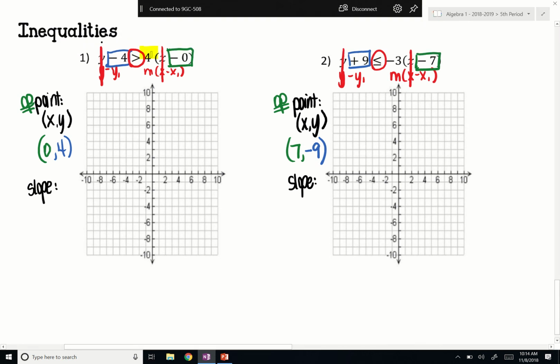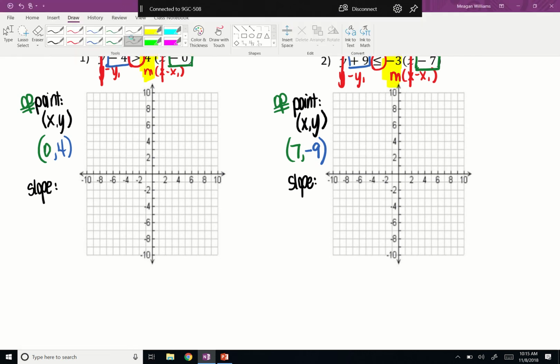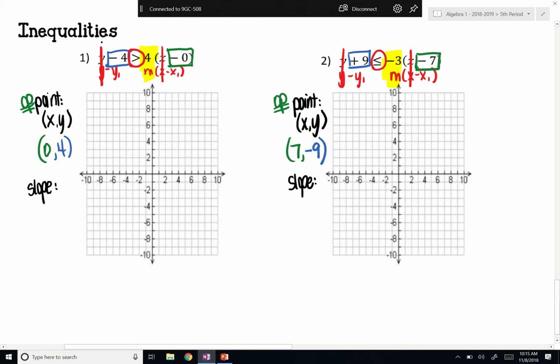What's the only thing left? My slopes. So what's my slope in number 1? 4/1 because I have to have a rise over a run. What's my slope in number 2? Because I have to have a rise over a run.